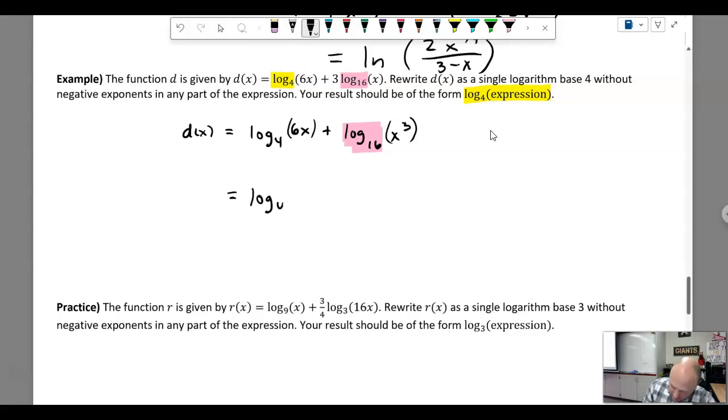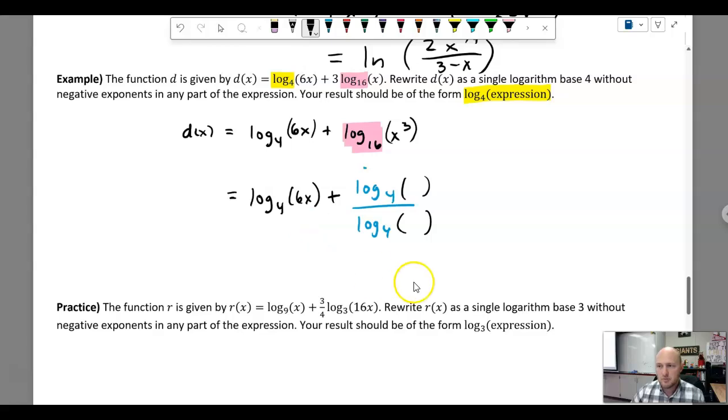So I have log base 4 of 6x plus, now remember, how you do this is I just make a new logarithmic base. Log base 4 divided by log base 4. Hey, now I have log base 4. Wasn't that easy? The question is, what do I put inside of the arguments? We'll have to go back to your change of base property to remember this, but it's pretty simple. The argument stays the same in the numerator, so x to the power of 3, and your old base goes into the denominator.